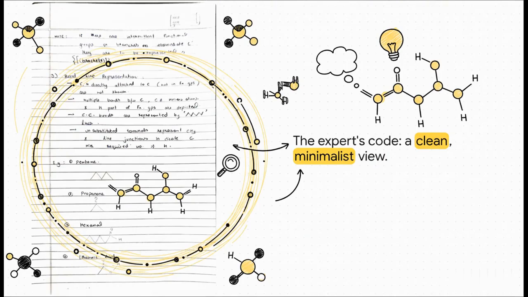But now, this is the real expert's code. This is the bond line structure, and it is honestly a minimalist masterpiece. It looks simple, right? Here's how it works. Every point and every end of a line, that's a carbon atom. The lines themselves, those are the bonds. So you're probably asking, where are all the hydrogens? Well, they're kind of invisible, but they're there. See, chemists just know that carbon always forms 4 bonds. So they just assume the hydrogens are there, filling in any empty spots. It is by far the fastest and cleanest way to draw a molecule. This is the gold standard you'll see everywhere.